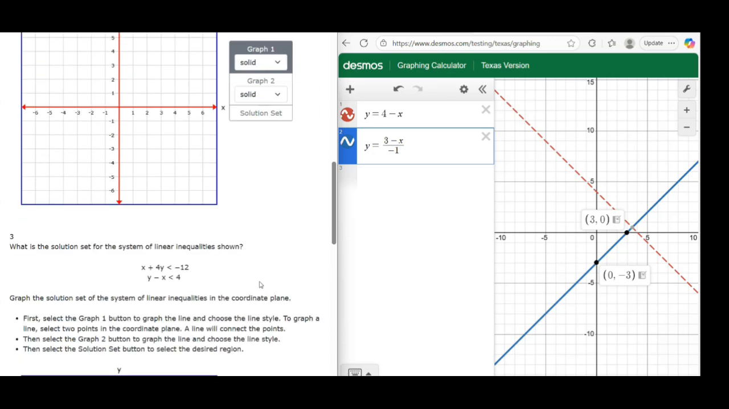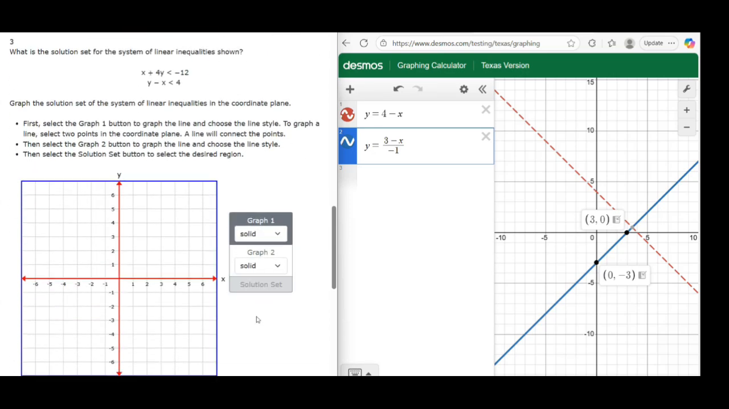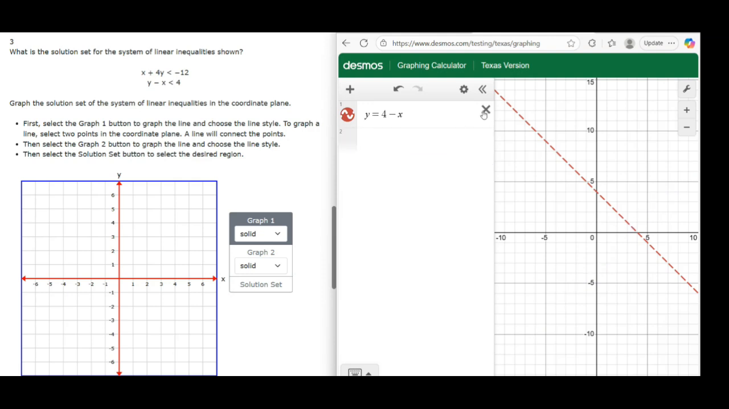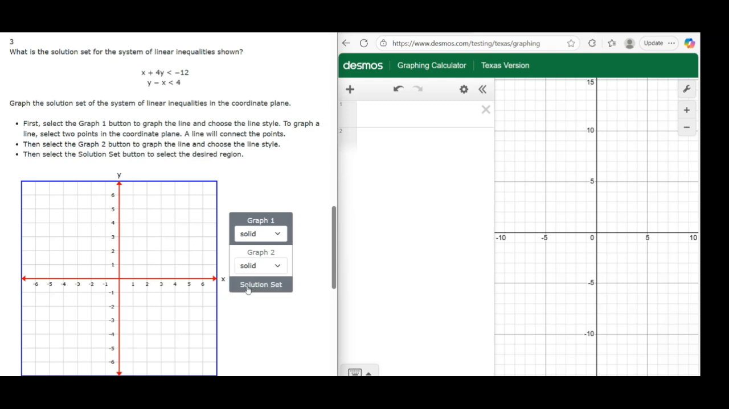Now we're going to skip on past that one. Let's look at this one real quick. Number 3 on here. Go back, clear my graphs. Alright, same thing. I'm graphing 2 inequalities. I need to graph their lines and then shade the solid area that's going to be shared by both.